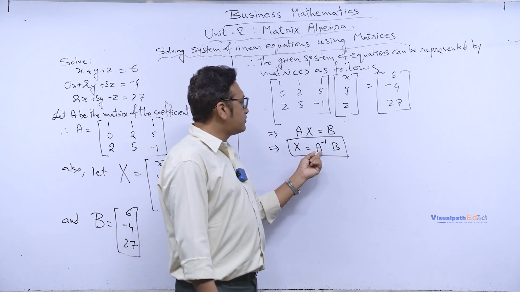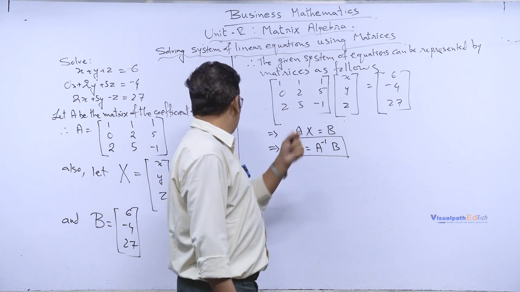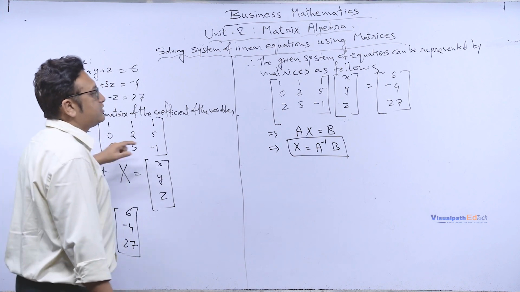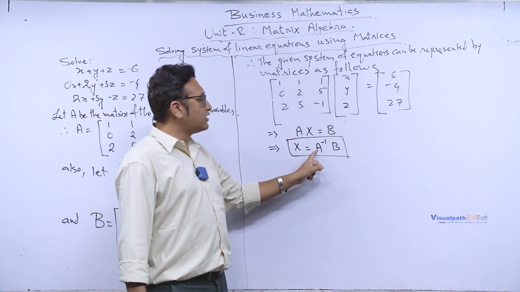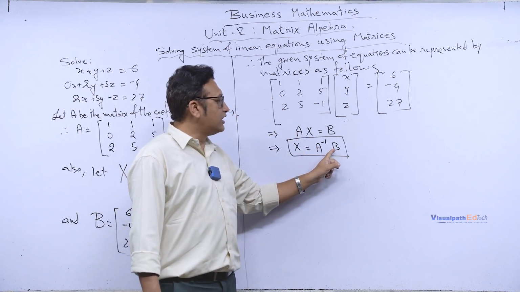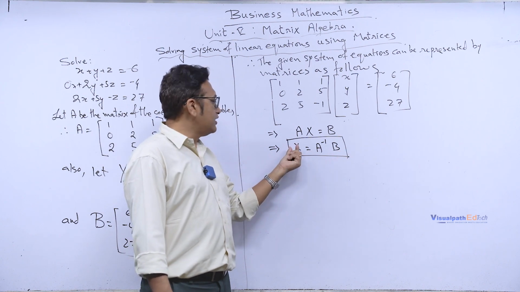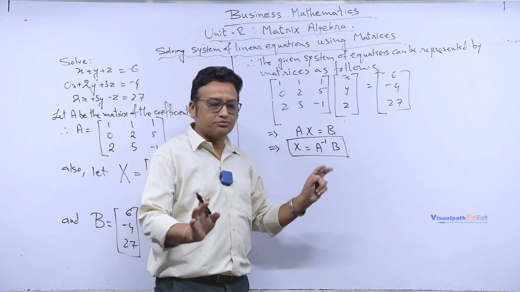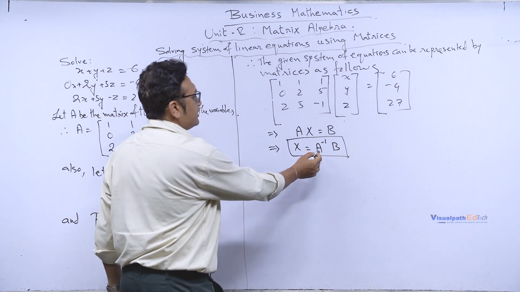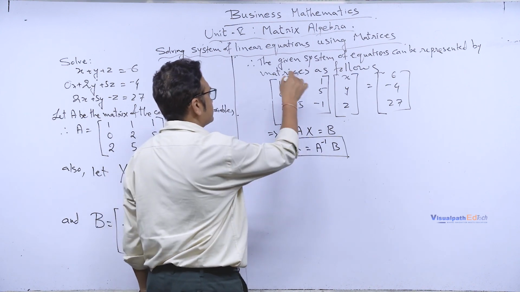Now, we know how to calculate inverse. A is this matrix, the matrix of coefficients. So we will first calculate the inverse of this matrix and then multiply by B. Finally, we will equate with X. That is the step. So let us start by finding the inverse of this matrix A.